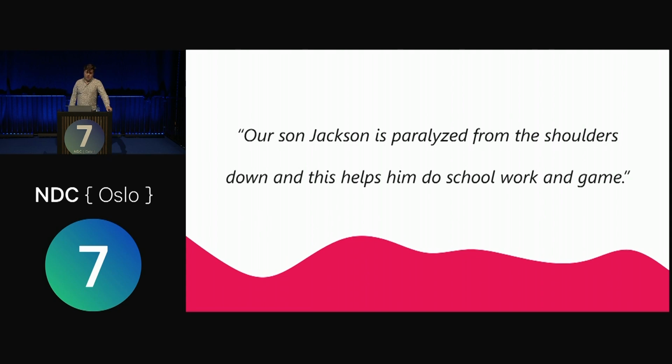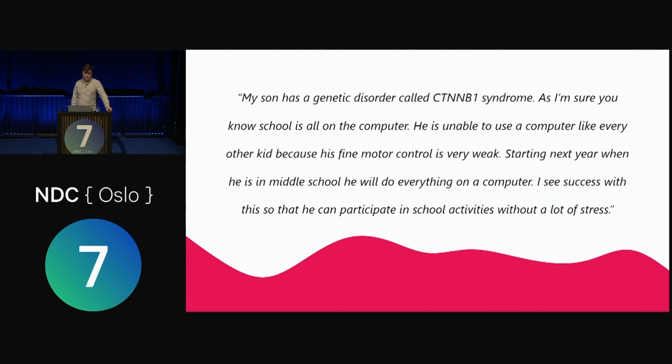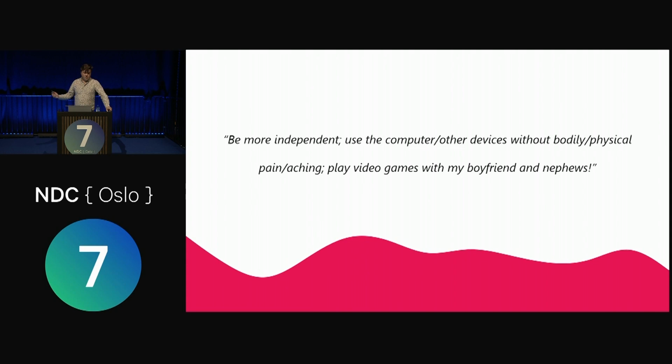This one: "Our son Jackson is paralyzed from the shoulders down, and he uses Enable Play to play games with his brothers and for his schoolwork." Another one: "My son has a genetic disorder, CTNNB1 syndrome." I don't know what that is. "As I'm sure you know, school is all on the computer. He's unable to use a computer like every other kid because of his fine motor control. It's very weak. Starting next year when he's in middle school, he'll be doing everything on a computer. I see success with this, so he can actually participate in school activities with a lot less stress." And this one: "To be more independent, to actually use my computer or other devices without pain or aching, and to be able to play video games with my boyfriend and nephews."